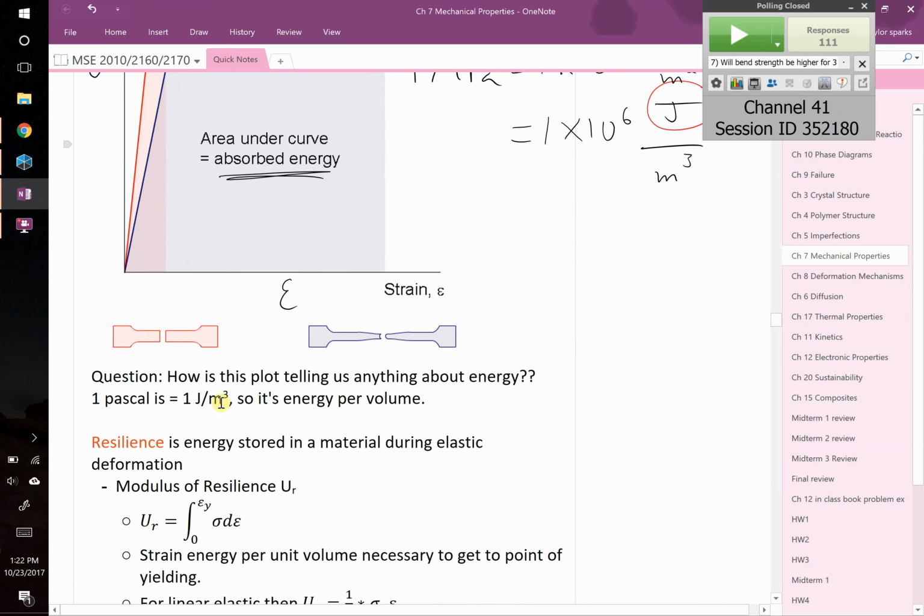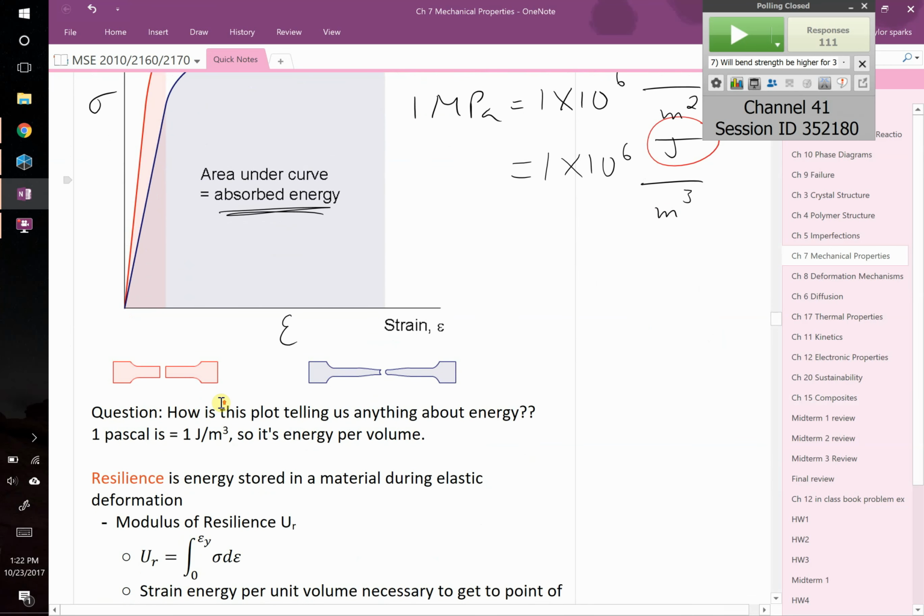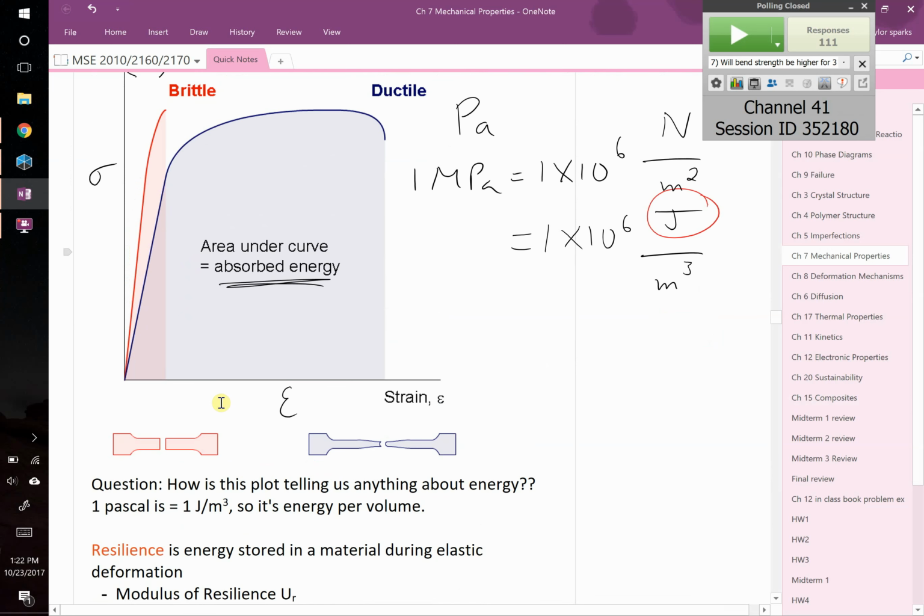Another thing is you've got resilience. Resilience is one of our clicker questions today. Resilience is the area stored under the elastic part of this curve only, right? So this pink material, the red material and the pink area under the curve, that's all happening under the elastic, right? So a spring is a perfect example of this. A spring, you want to be able to deform your spring and have it go back to where it was, right? So a spring is something that's going to absorb energy but not permanently deform. So you want it to have a high modulus of resilience, right?